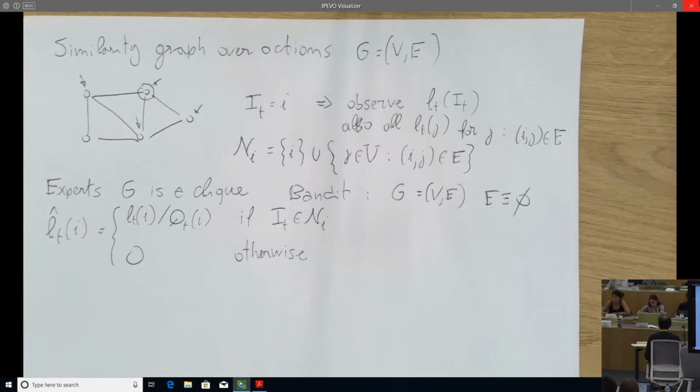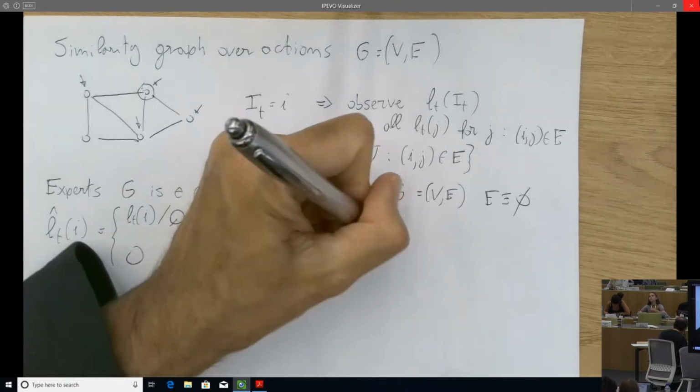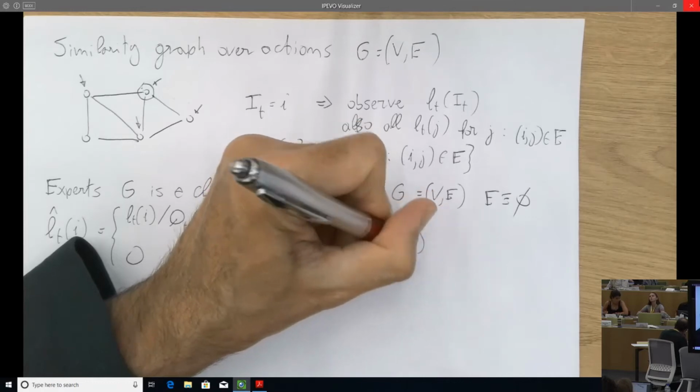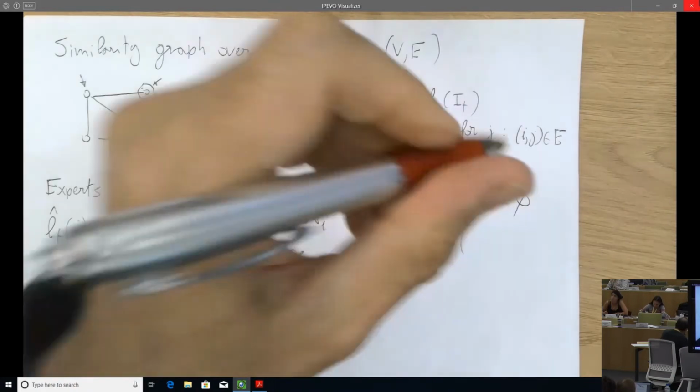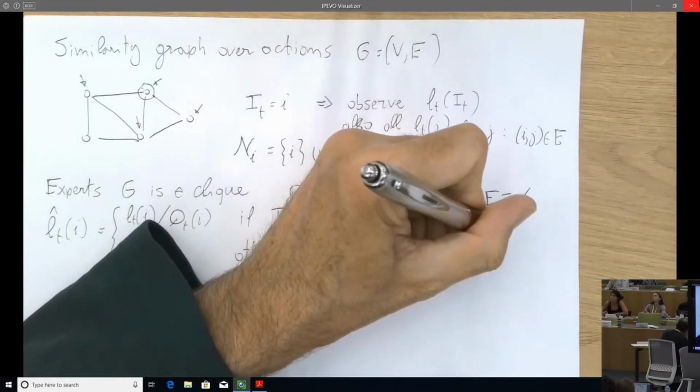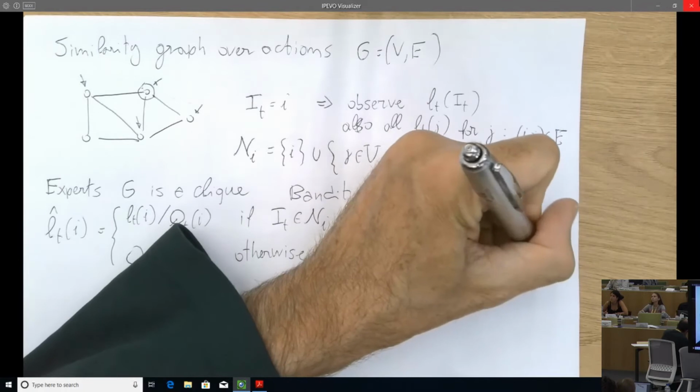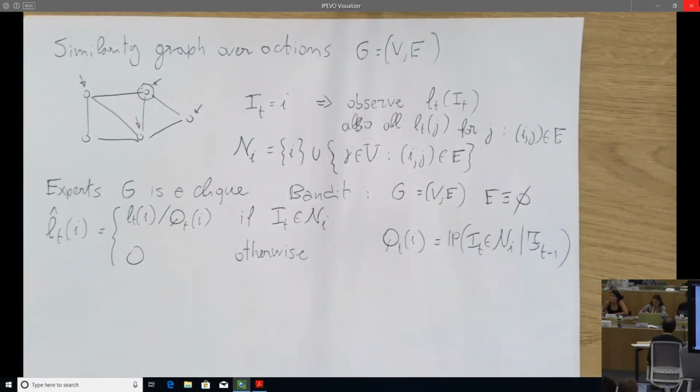So what is this Q? Well, in order to have my unbiased estimates, I should set Q as exactly the probability of this event conditioned on the past. Okay? So this is something I can actually compute. I know the probabilities with which I pick the actions, so I can sum them up over a neighborhood of the action I actually chose. I can definitely do that.